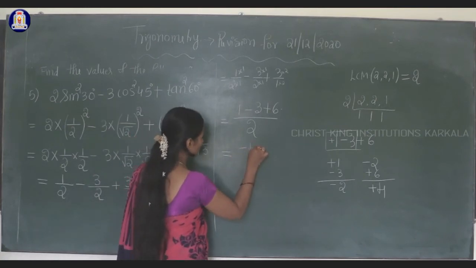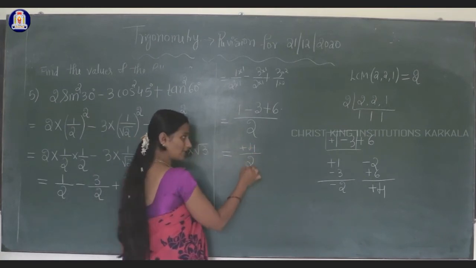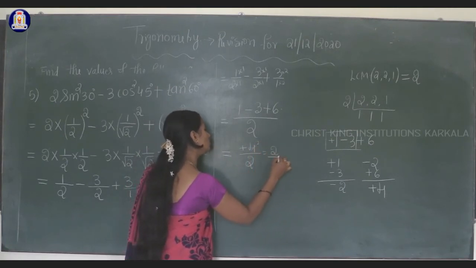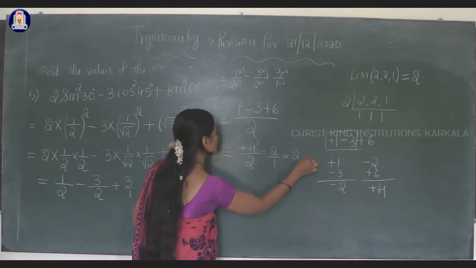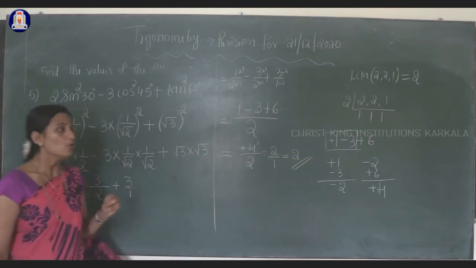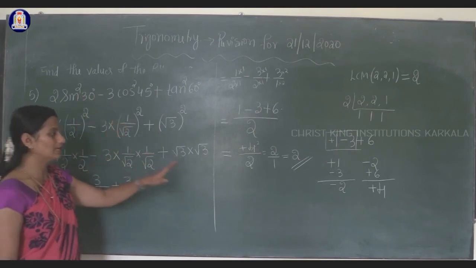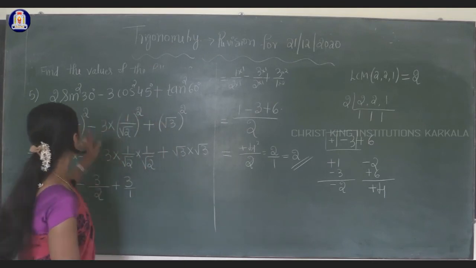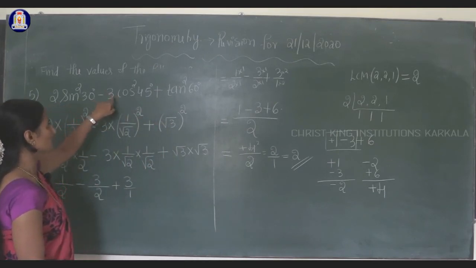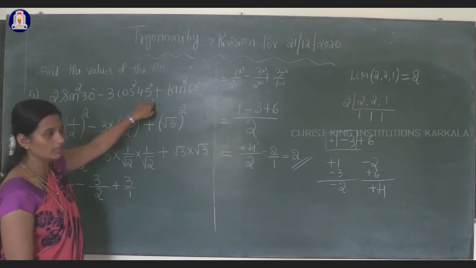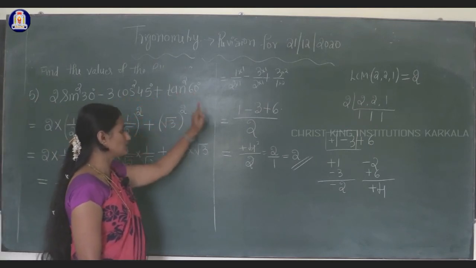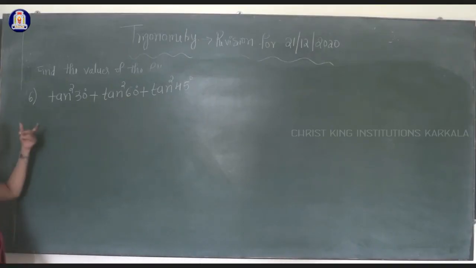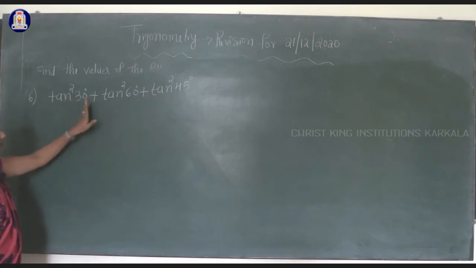So it is plus 4 divided by 2. Can you cancel? Yes, 2 ones are 2, 2 twos are 4. So we'll get what? 2 by 1, which means it is equal to 2. So what is the value of this question? The value is equal to 2. So you should write the conclusion. Therefore, the value of 2 sin square 30 minus 3 cos square 45 degree plus tan square 60 is equal to 2.